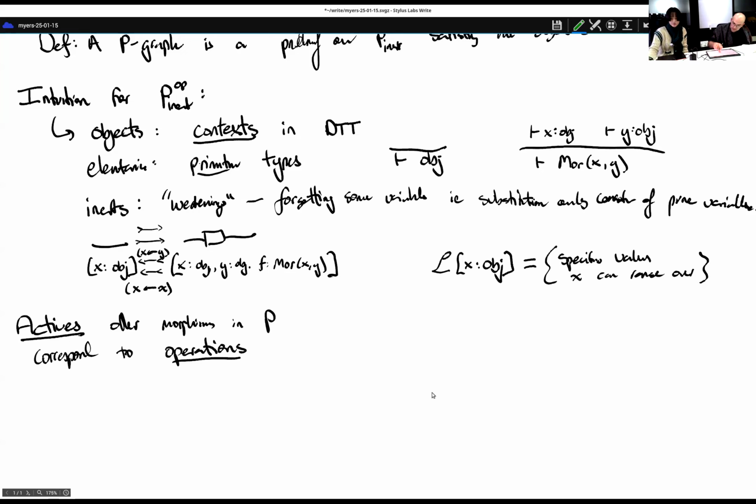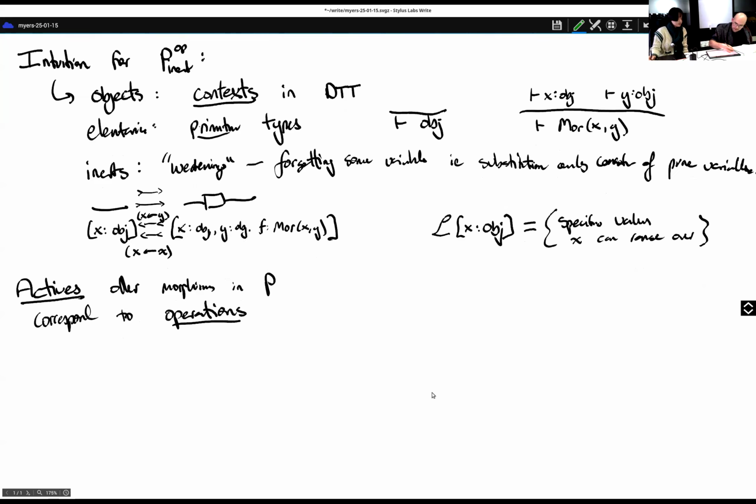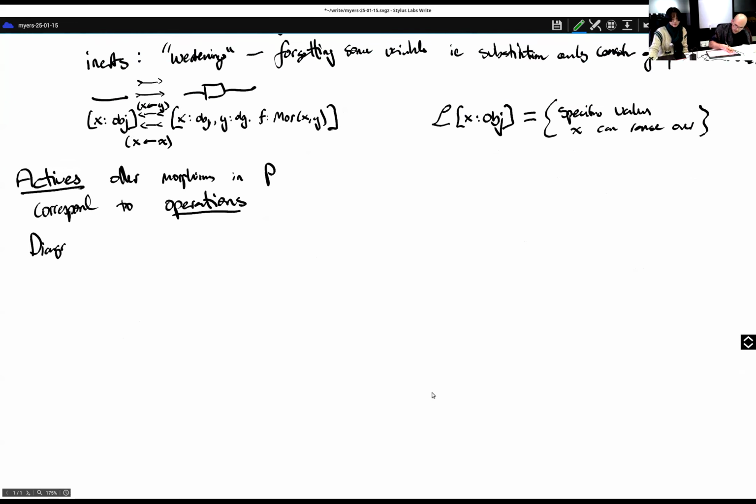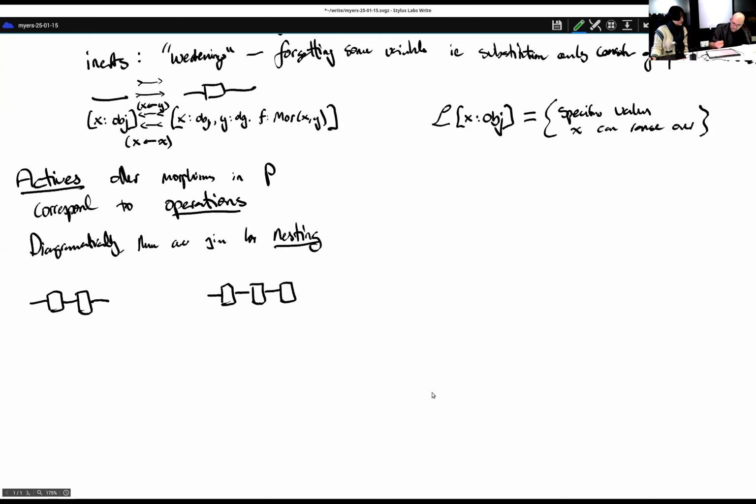Graphically, these can be described diagrammatically. They are given by nesting. So an example here, I'm going to give an active. We've seen the two inerts between these two, but there are also a few actives between these two.